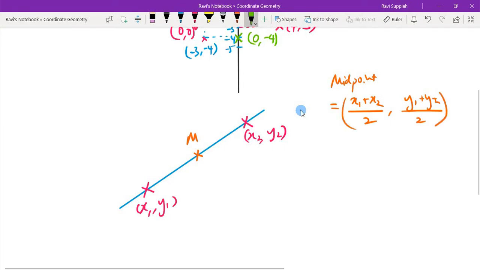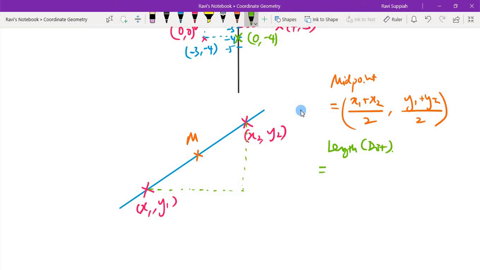The second formula is the length or distance formula, and that is basically your Pythagoras theorem. If you look at it, you can draw a right-angle triangle here. If you recall your Pythagoras theorem, we say that if the sides are a, b and c, then c squared equals a squared plus b squared. So c is equal to the square root of a squared plus b squared.